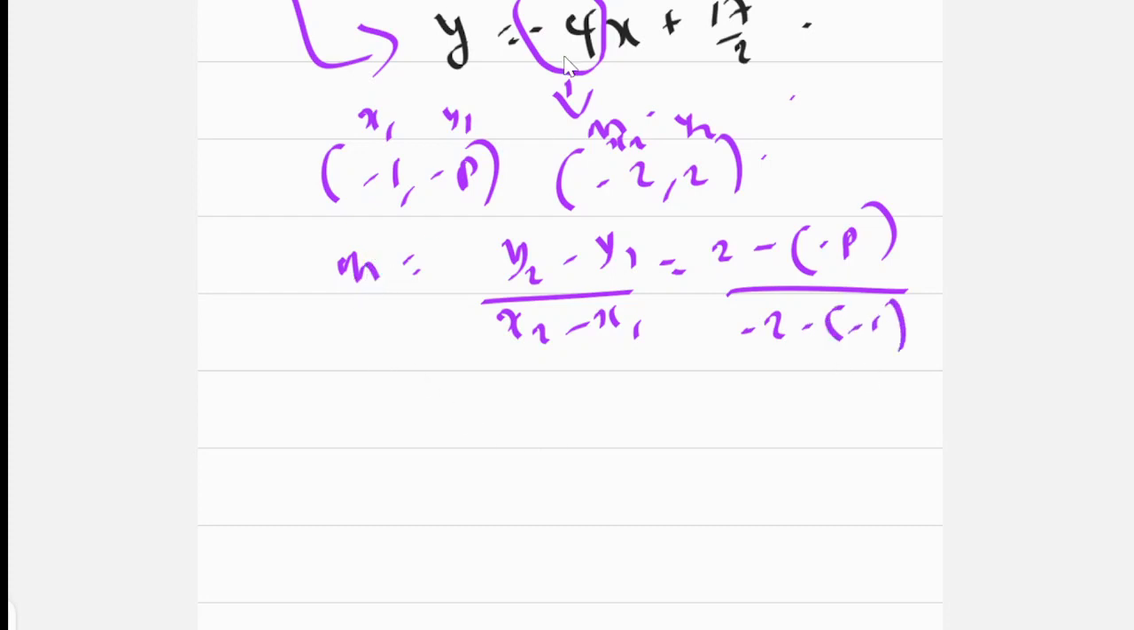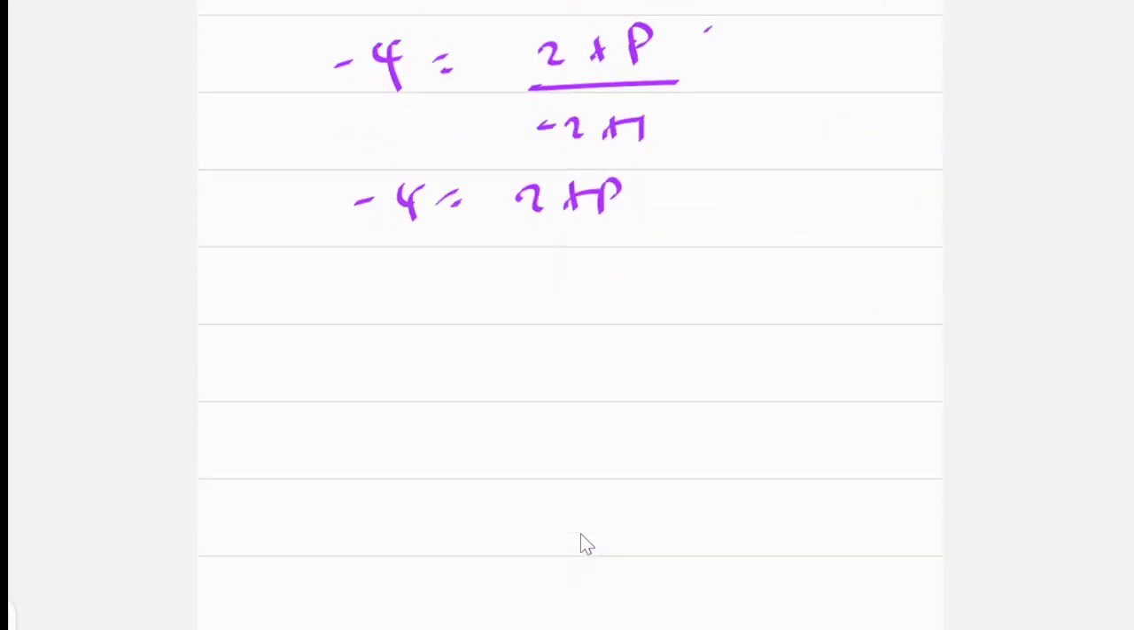I know that my slope from what I have before, since the slope of the two lines will be the same since they are parallel, will be minus 4. Then this will now be minus 4 is equal to what? 2 plus p over minus 2 plus 1. I hope you understand.